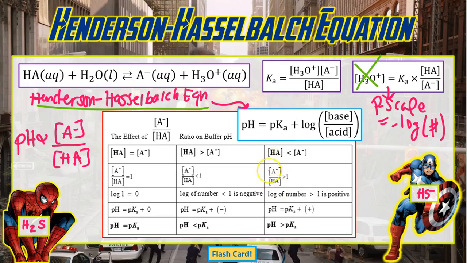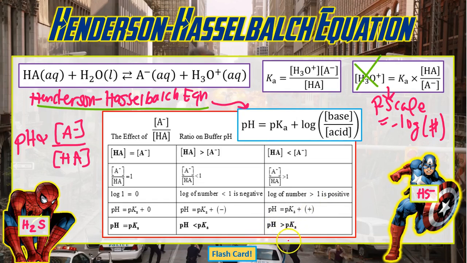On the other side of it, if we're going to add more base, for example, then our ratio of conjugate base to weak acid is going to be greater than 1. And so the log of the number is going to be greater than 1 or positive. And so your pH is equal to pKa plus a positive number. Therefore, your pH is going to be a larger number than your pKa.